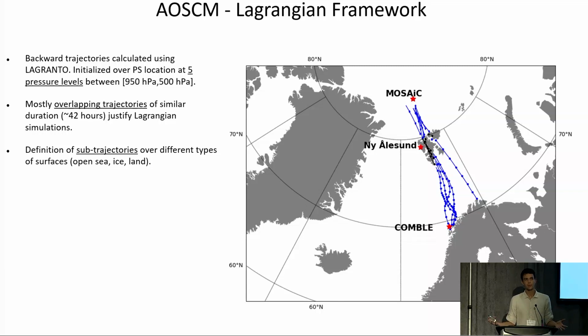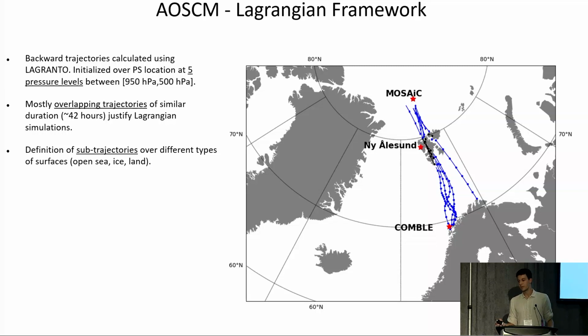So what do you need to set up a Lagrangian simulation? First of all, you need a trajectory, and you can get a lot of those using different tools, but what we used is Lagranto, and we initialized trajectories at different pressure levels from 950 to 500 hectopascal on a circle around Polarstern. The trajectories that you see now are the trajectories at each level that are the closest to observational stations. So we can have at least 3 points of verification downwind along our trajectory, so we can monitor how our simulations are actually doing.